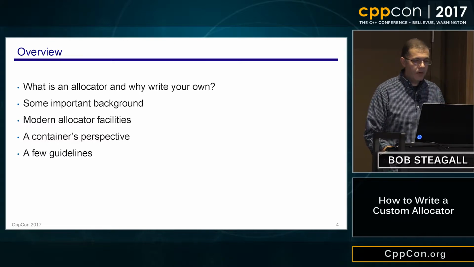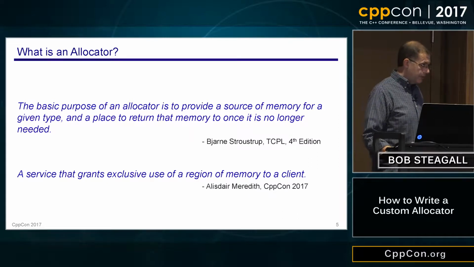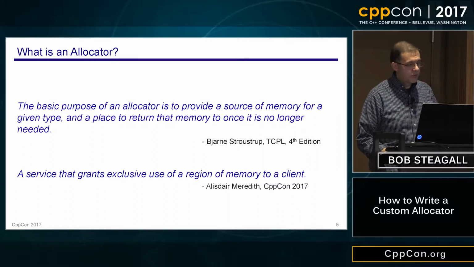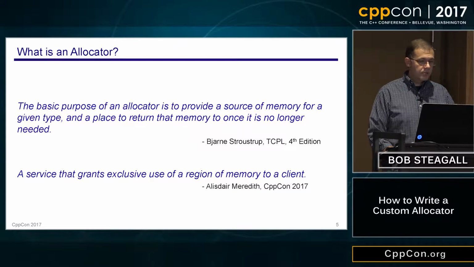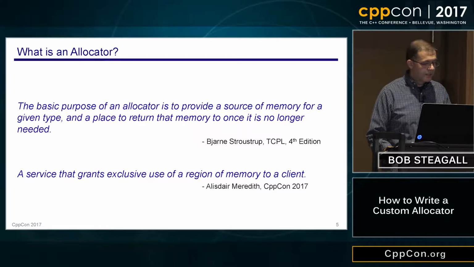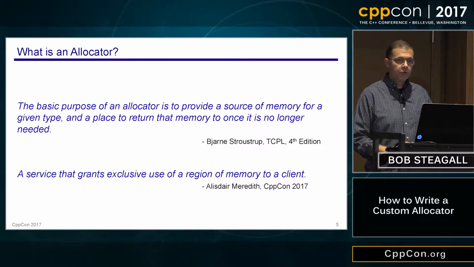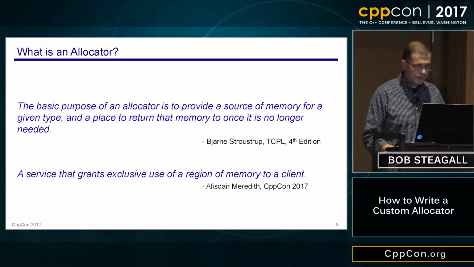So let's talk about what an allocator is, or what the purpose of an allocator is. In the 4th edition of The C++ Programming Language, Bjarne Stroustrup says that the basic purpose is to provide a source of memory for some given type and a place to return that memory to once it's no longer needed. Earlier in the week, I'm stealing a quote from Alisdair here, an allocator is a service that grants exclusive use of a region of memory to a client. And the corollary to this that I didn't put on the slide is that hopefully the client will be good and give that memory back at some point.